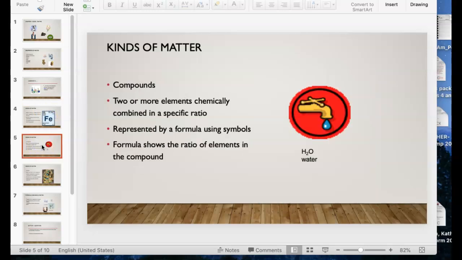Now, the second type of matter is called a compound. That is 2 or more elements chemically combined in a specific ratio to create something new. So in this picture, I have water, H2O. There are 2 atoms of hydrogen to 1 atom of oxygen. They are always in this set ratio of H2O. If I wrote it as H2O2, I would be making a new compound called hydrogen peroxide, not heavy water. So you have to identify that formula that's going to show the ratio of elements in that compound.